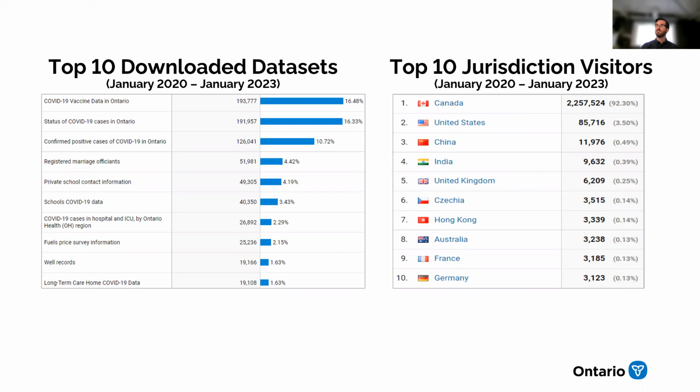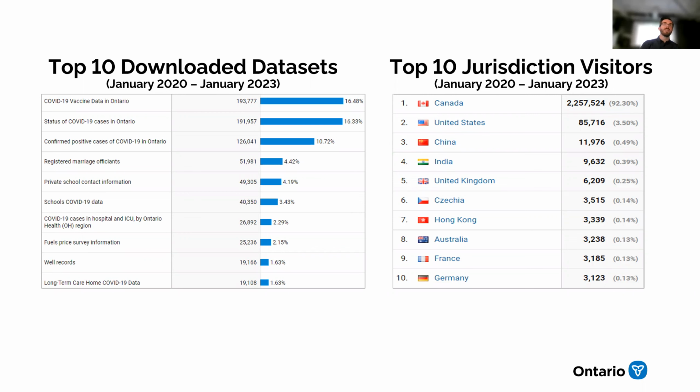On the right-hand side, we can also see the top 10 jurisdiction visitors that use the Ontario Data Catalog. In the past 3 years alone, there's been about 2.2 million users in Canada who use the site. We also get quite a few visitors from United States, China, India, and United Kingdom. So the catalog not only has a broad range of data sets, but also a broad range of audience.